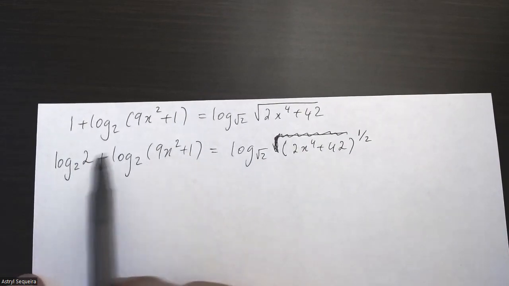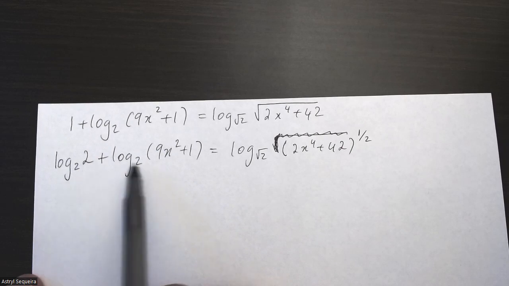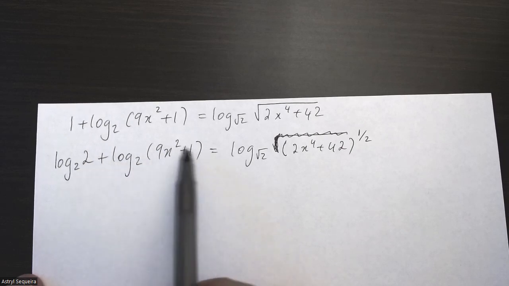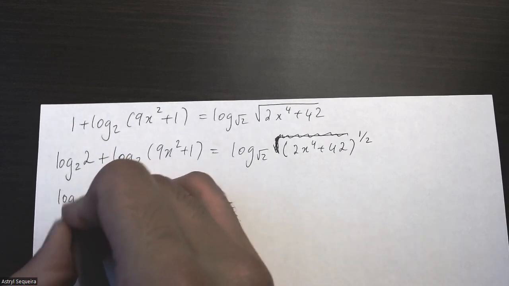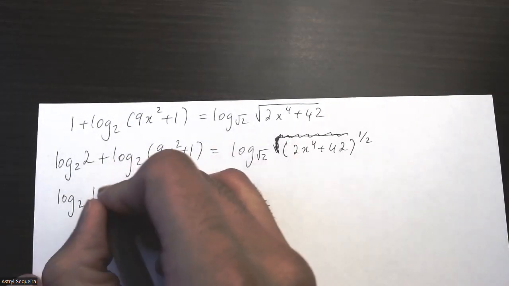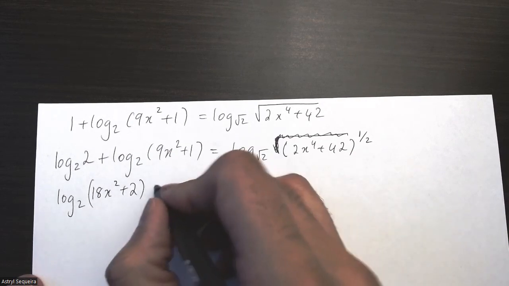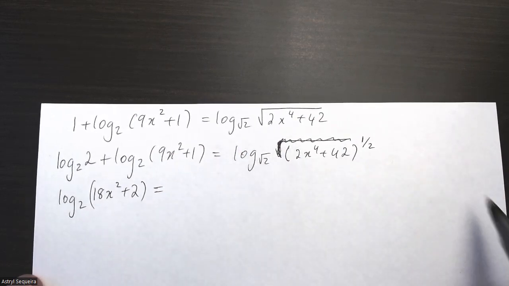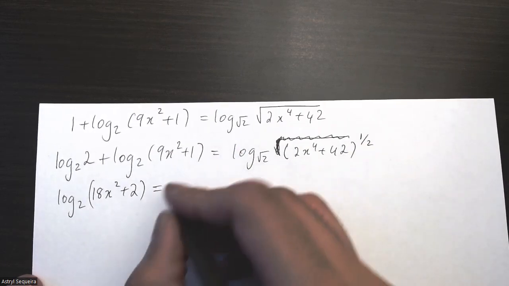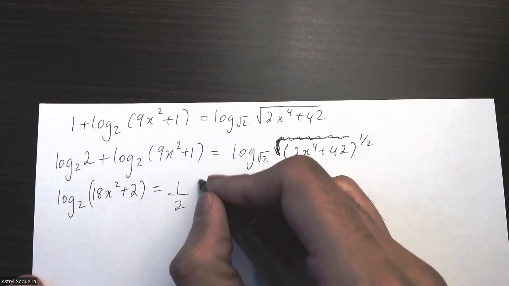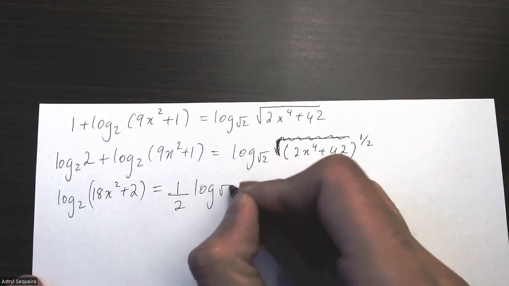Next, I'll combine these two here. When adding two logs of the same base, we're multiplying whatever's inside the logs. So if I multiply 2 by 9x² plus 1, I'll just get 18x² plus 2. And on this side over here, I'll just bring my 1/2 exponent down. So I have 1/2 log √2.